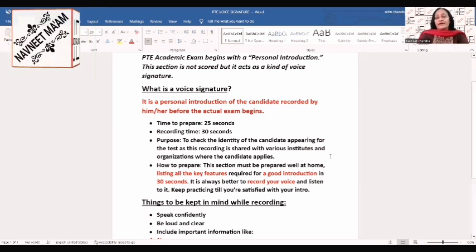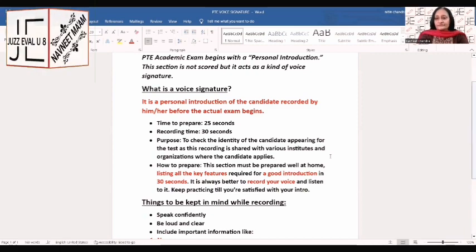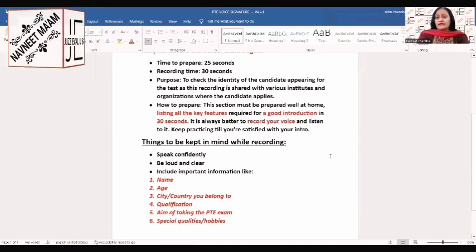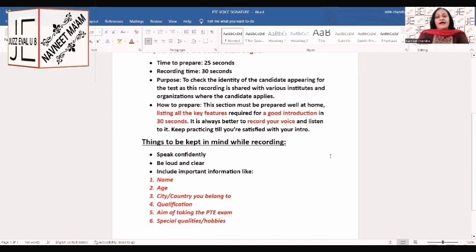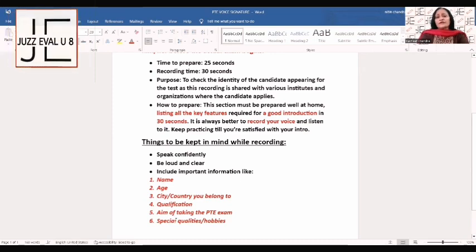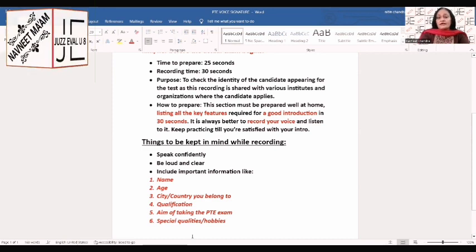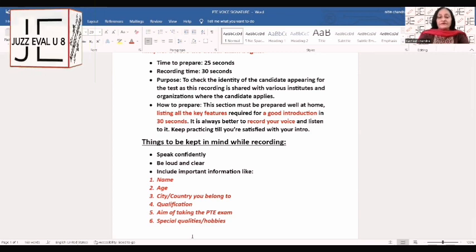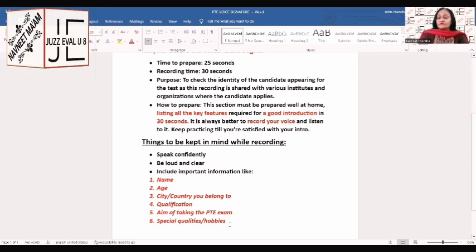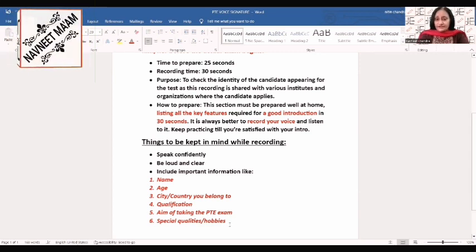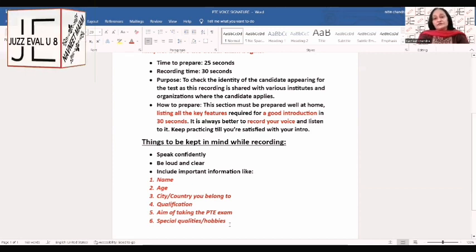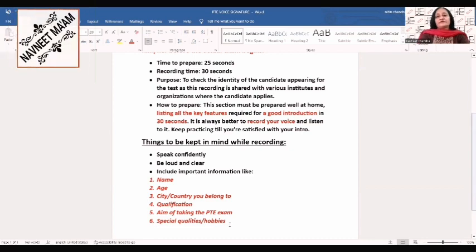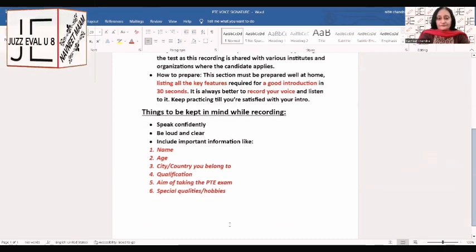Now, how do you prepare a good introduction? Firstly, you should speak very confidently. You should be clear and loud and include all these things in your introduction: your name, your age, your city, your country you belong to, your qualification, and what is the aim of taking the PTE exam, any special qualities or hobbies that you have. So, all these are required for a good personal introduction.